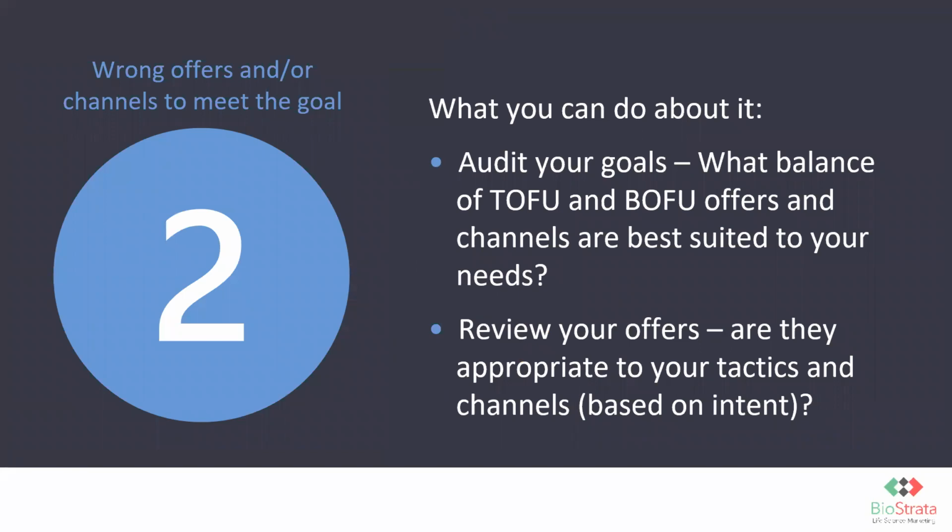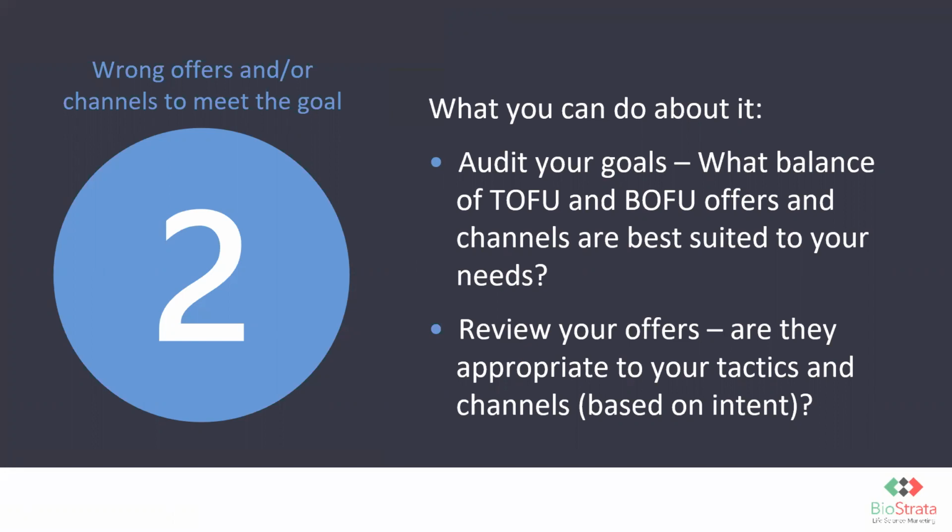wrong offers and/or channels to meet the goal. What can you do about it? Audit your goals. What balance of tofu and bofu offers and channels are best suited to your needs? And review your offers against your channels and your tactics. Are you promoting the right offers to the right audiences?